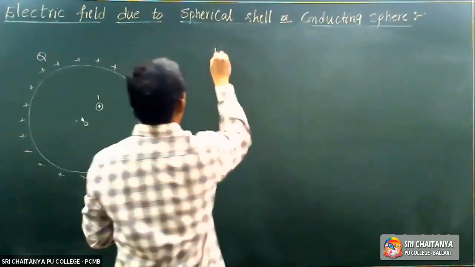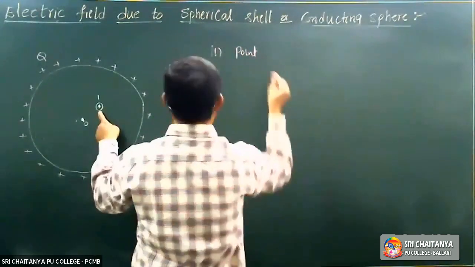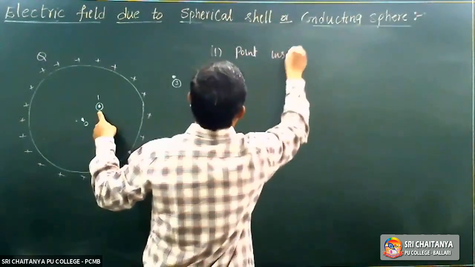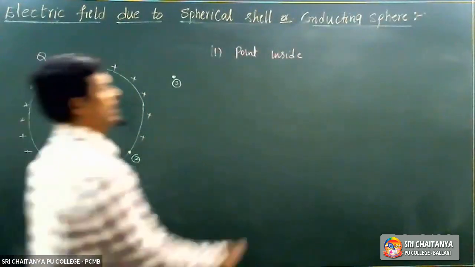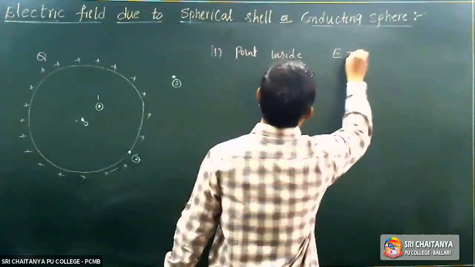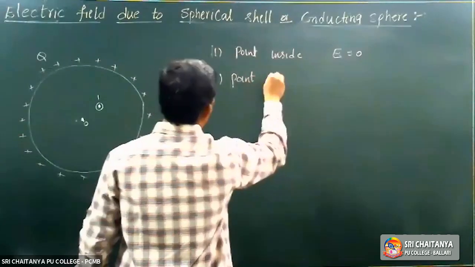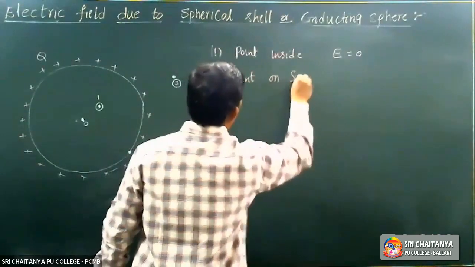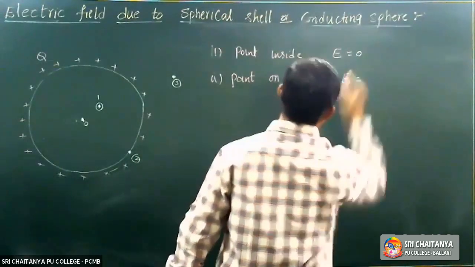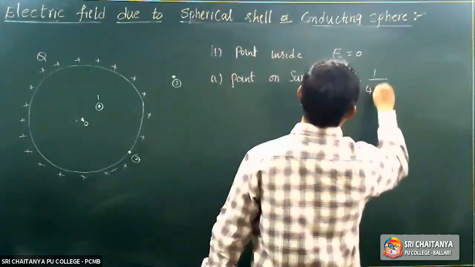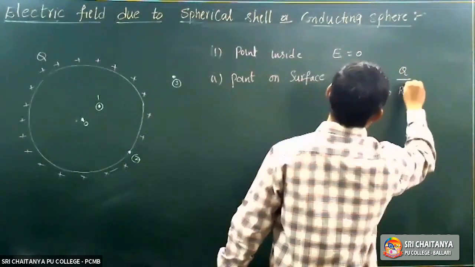Now we write one by one. At point 1, a point inside, what is E? E is equal to 0. Second, point on the surface. What is E? 1 by 4 pi epsilon naught Q by R square.